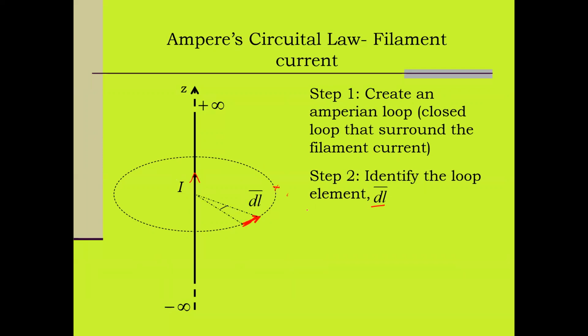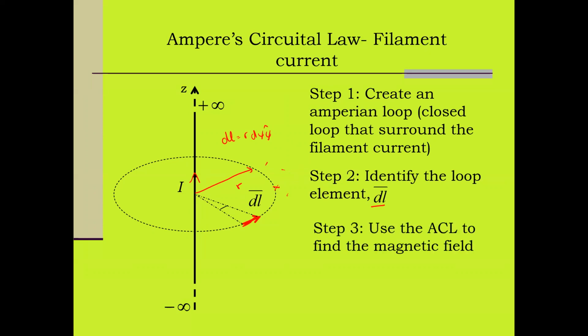From this diagram, we know that dL should be equal to r dφ in the direction of φ, if we take the radius of this loop to be r. So your dL will be r dφ, direction of φ. Once you have identified the loop element, the dL, that should be a vector, the dL vector.